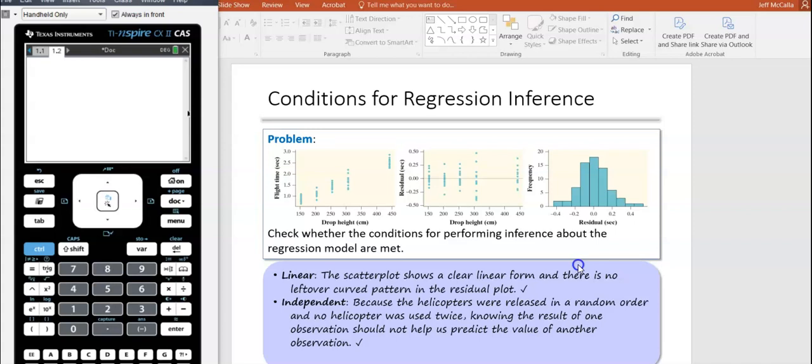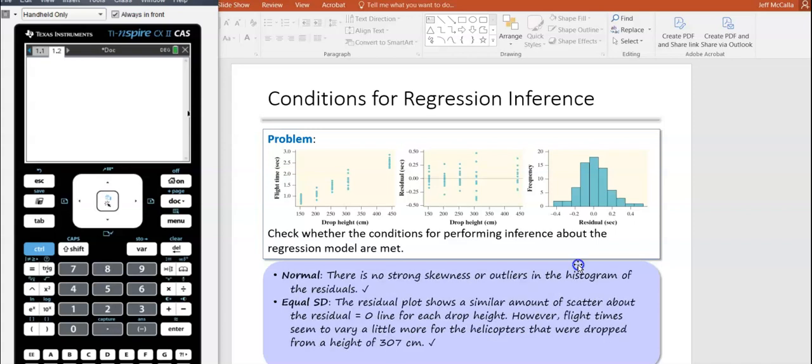The next one is normal. You can see that the residuals look approximately normal. That looks good. You also want to check the equal standard deviation. So that's that middle plot of residuals. The residual plot does look somewhat symmetric around the line y=0 there. So it does kind of look symmetric. So I think that passes that test.